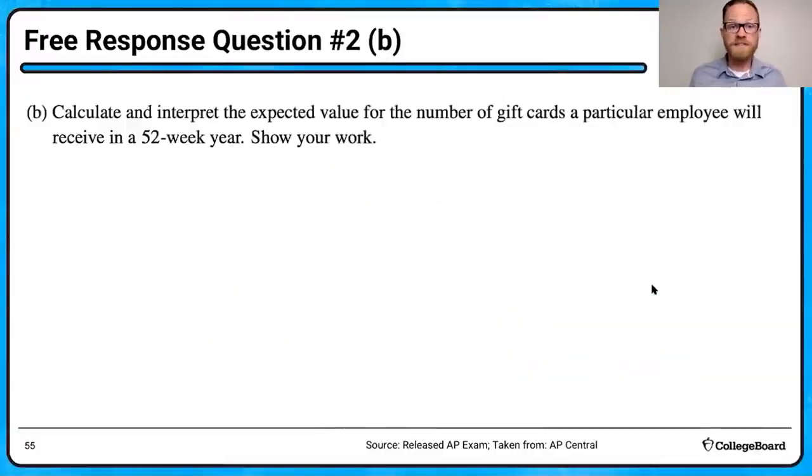Now, part B says, calculate and interpret the expected value for the number of gift cards a particular employee will receive in a 52-week year. Show your work. So looking at this question here, I see that we're looking for an expected value. And I know that that's the same as asking for a mean. So what we really want here is the mean of the binomial random variable.